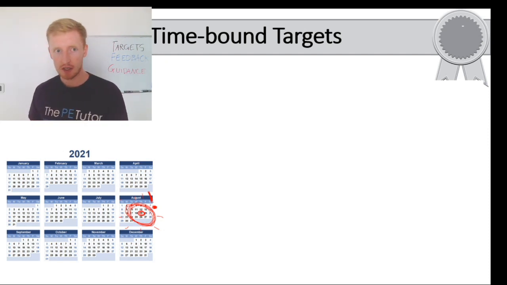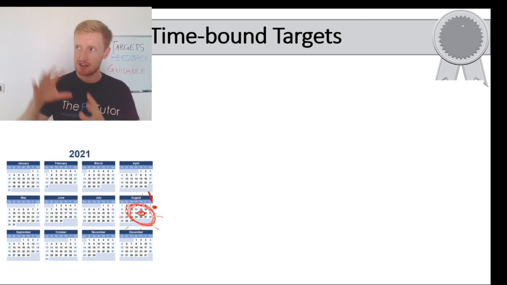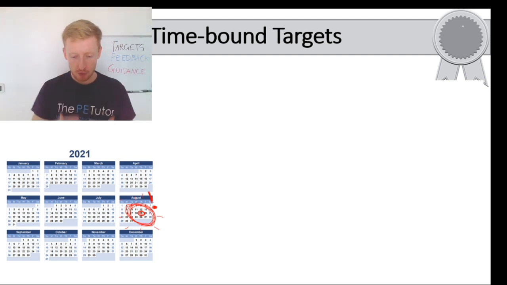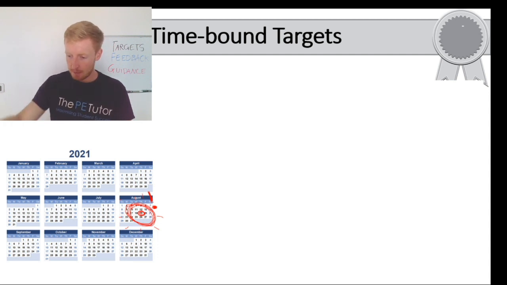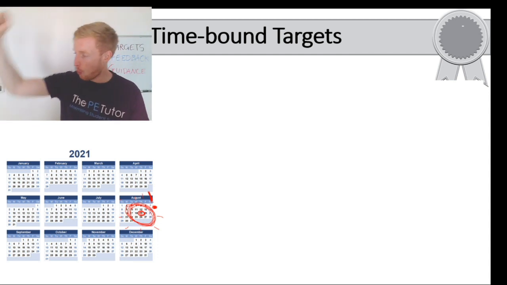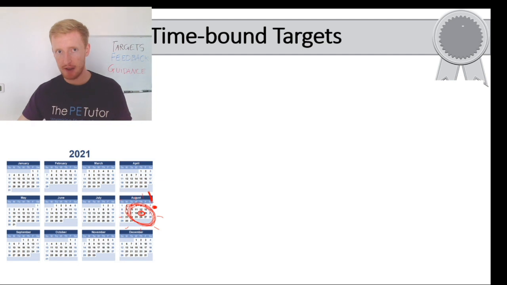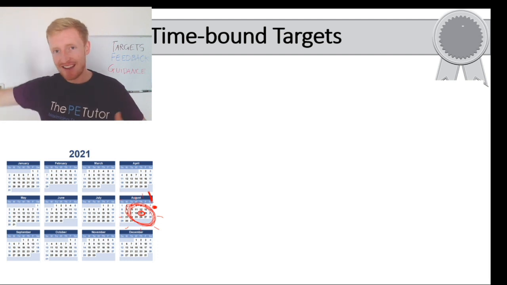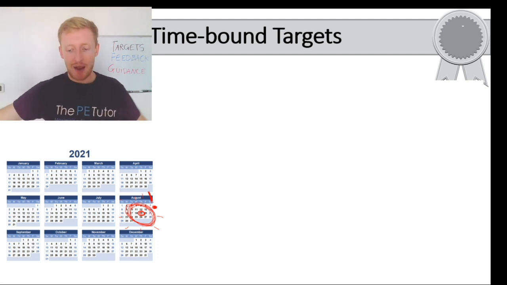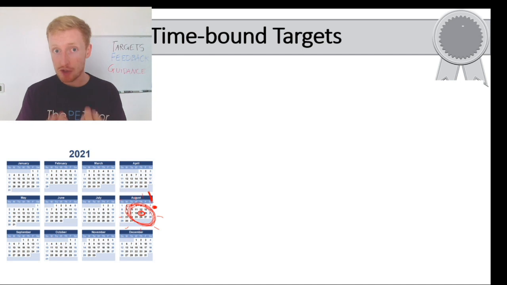Time-bound targets: if there is a deadline, then the performer is more likely to actually work away, to chip away, because they can see when they expect to have it done. And if they go beyond that time deadline, that's a failure. So it adds this almost accountability into the goal.